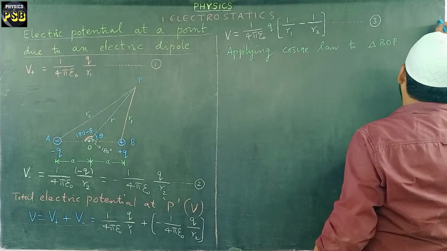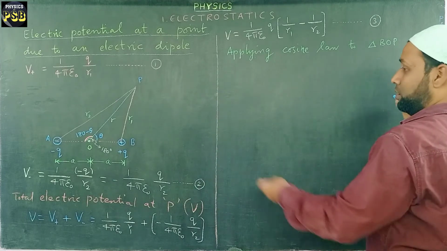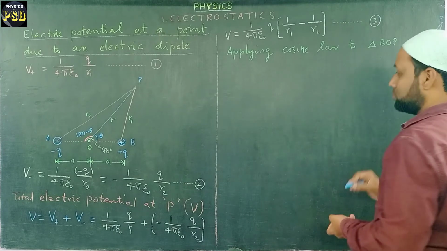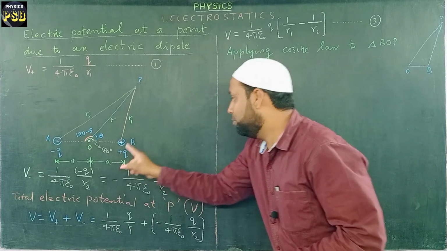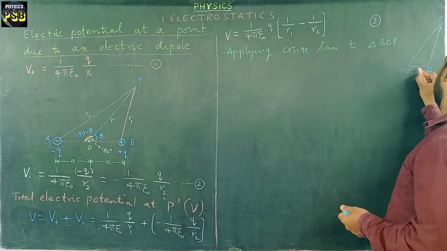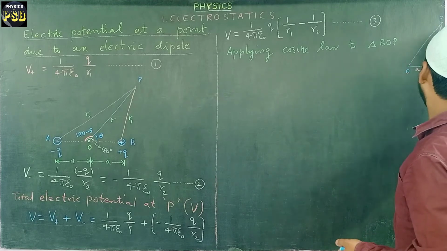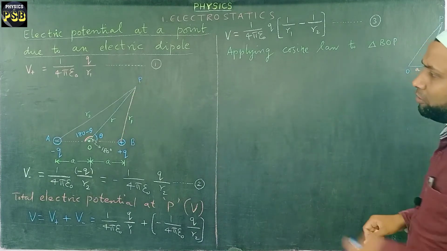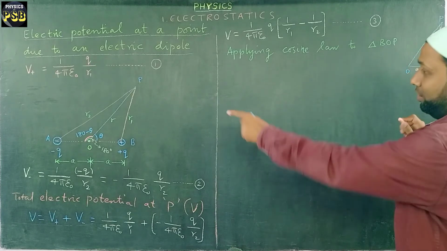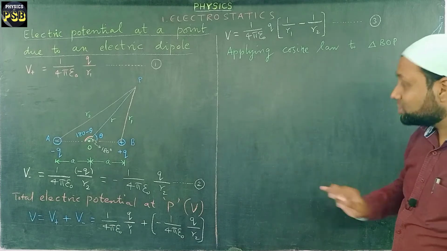This is P, this is B, and this is O. Let's take it this way. Then the distance between O and B is a, from the diagram. The distance between B and P is nothing but R1. Now from the diagram, the distance between O and P is small r.